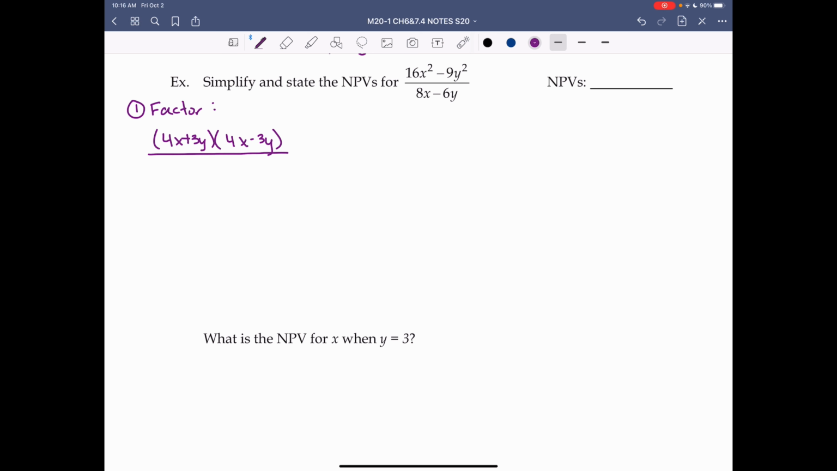The denominator, 8x minus 6y, I can factor out a common factor of 2. I get 2 times 4x minus 3y.